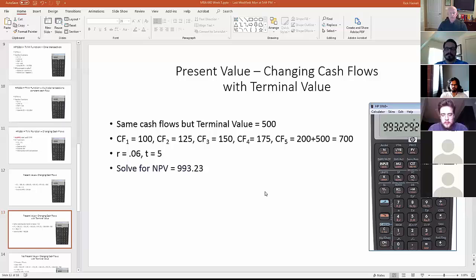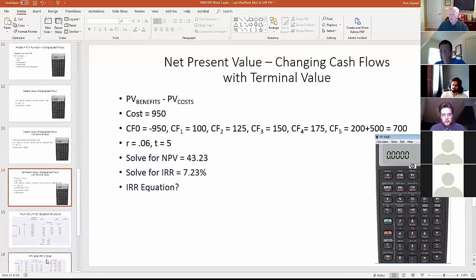A net present value suggests that we have had a cost that we net out against the benefits. And we haven't entered in a cost function here at all. So let's think about how we might do that. We'll look at this next.